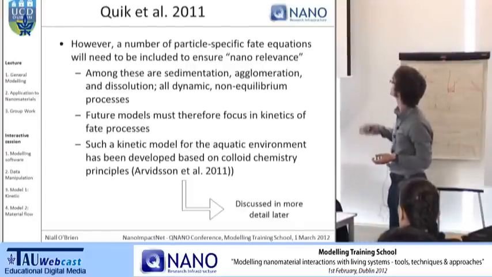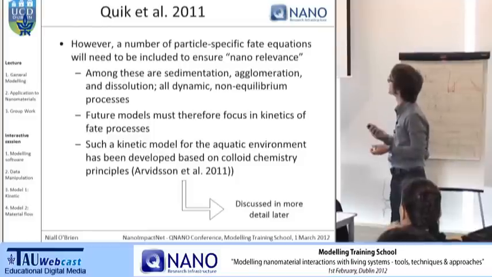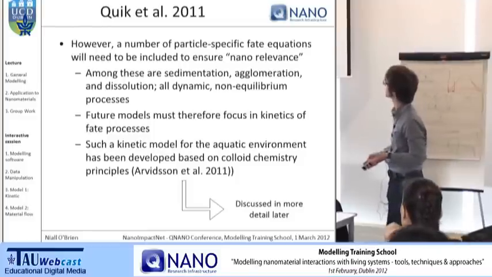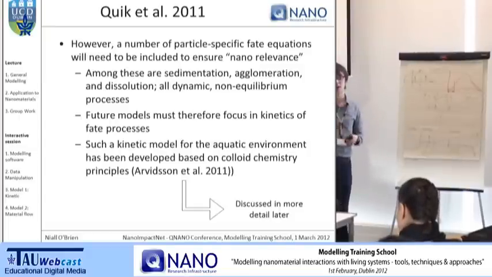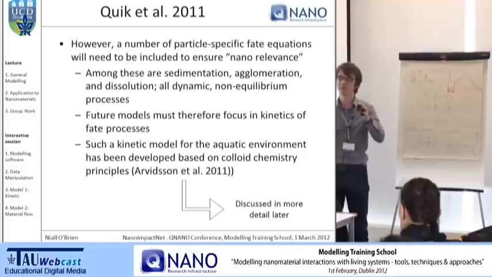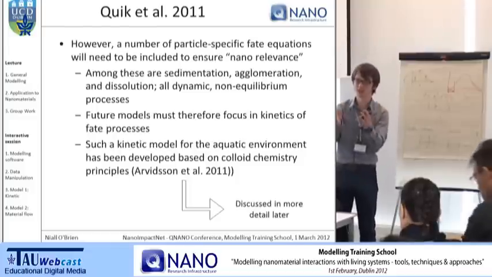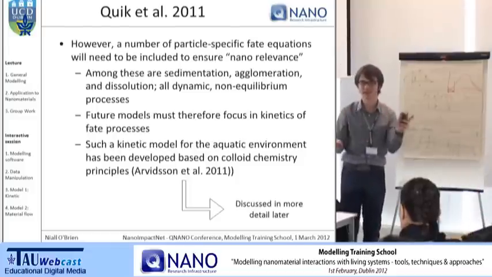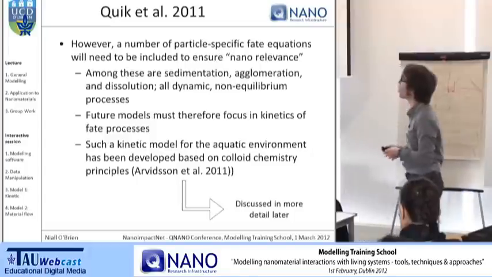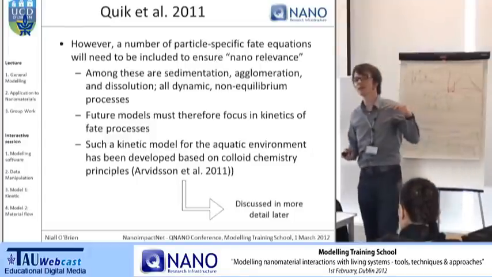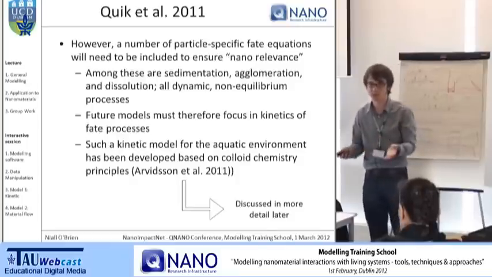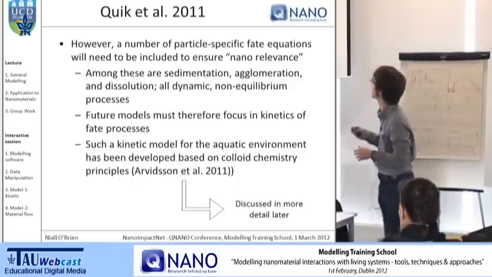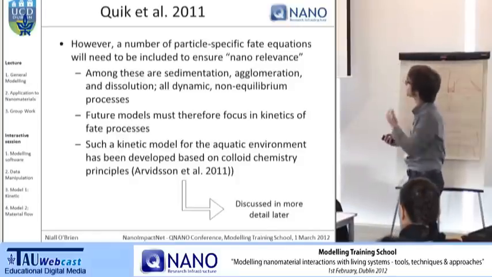Among these are sedimentation, agglomeration, and dissolution, all dynamic non-equilibrium processes. For instance, dissolution depends on the mass surface area balance, but then the mass surface area balance depends on how much is dissolved, especially at nanoscale. So, again, that's dynamic and non-equilibrium, although this may be simplified or assumed to be first order for modeling sake, and then we can go back and look at how this affects things.